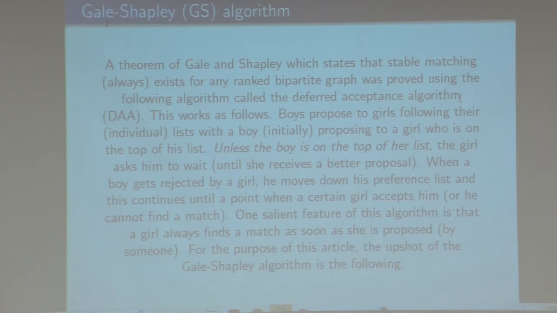That is a theorem of Gale and Shapley, proved around 1990, which says that stable matchings exist. Stable matchings always exist for any ranked bipartite graphs. In fact, this theorem is proved using an algorithm that is now called the deferred acceptance algorithm.